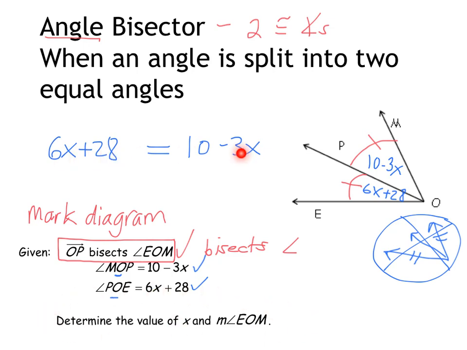Try to solve for x by maybe moving your x's to the left and your numbers to the right, and then take x and plug in to figure out this entire big angle, angle EOM. So you have to plug in x into both of them, and then figure out how big this entire angle is. So always make sure that you mark your diagram first, and you react to your givens. Again, an angle bisector splits an angle into two equal angles, which is why we marked this diagram appropriately.